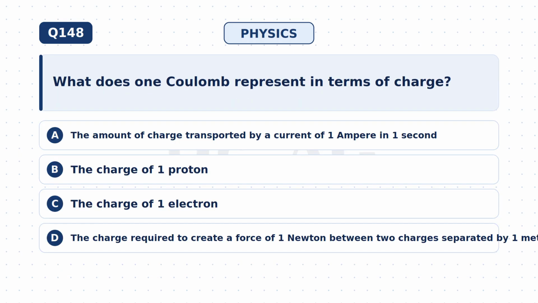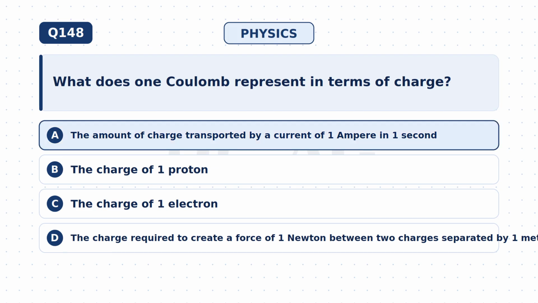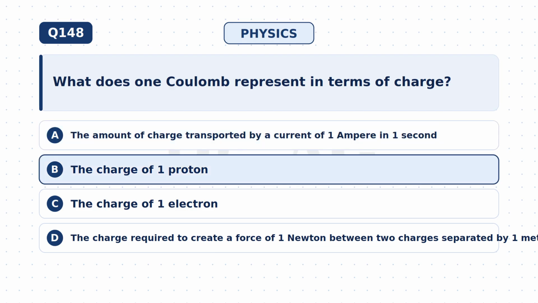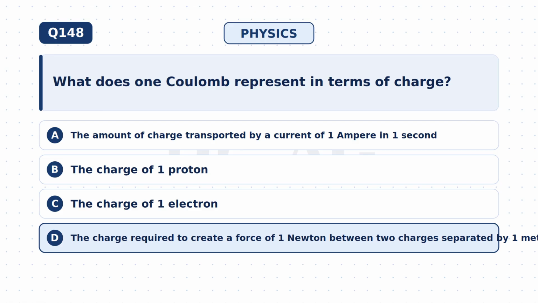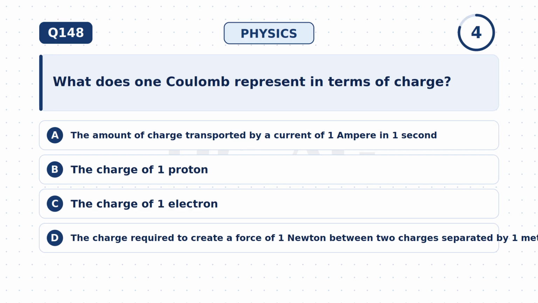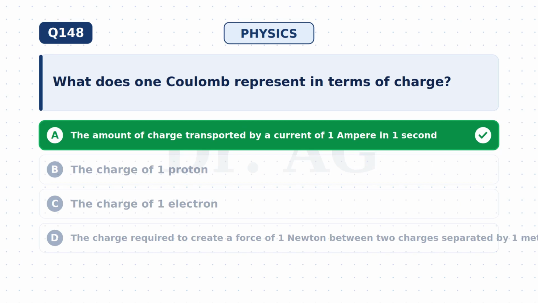Question 148. What does one coulomb represent in terms of charge? Option A, the amount of charge transported by a current of 1 ampere in 1 second. Option B, the charge of 1 proton. Option C, the charge of 1 electron. Option D, the charge required to create a force of 1 Newton between two charges separated by 1 meter. The correct answer is A, the amount of charge transported by a current of 1 ampere in 1 second.